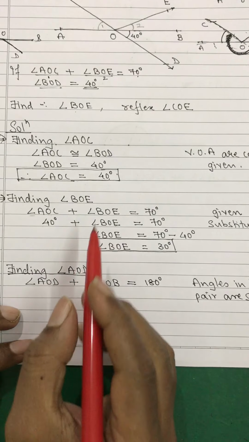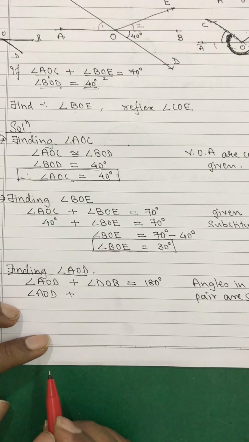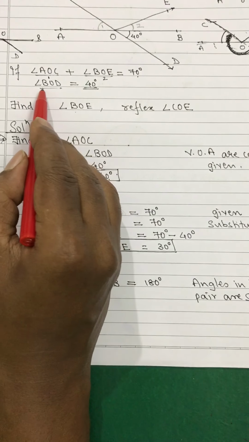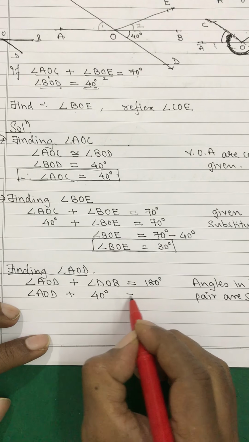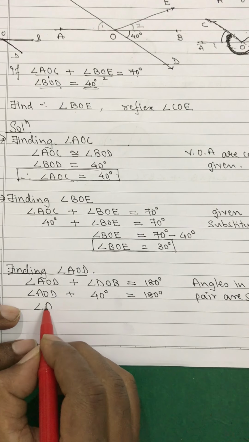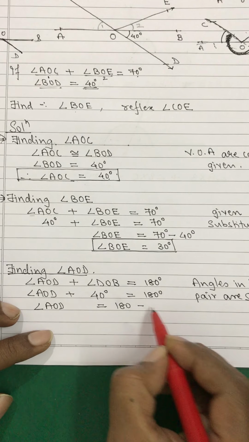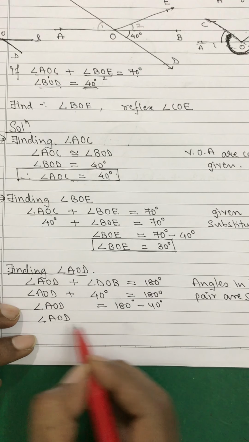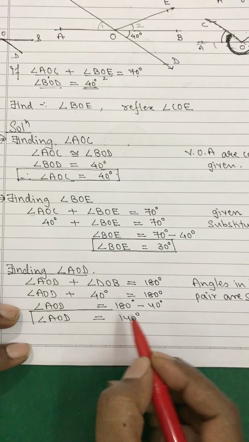Out of this, angle AOD you don't know, because of this angle AOD only you are solving this. Angle DOB, or BOD, whatever it is, both are the same, is 40 degrees. Fine. So 40 degrees shifts over there. Angle AOD, by substitution, is 180 minus 40, which is 140 degrees. So you have got the value of angle AOD.